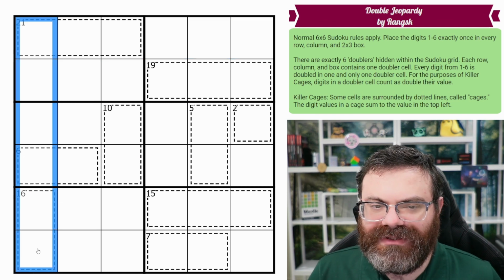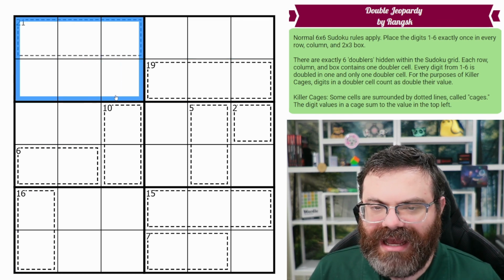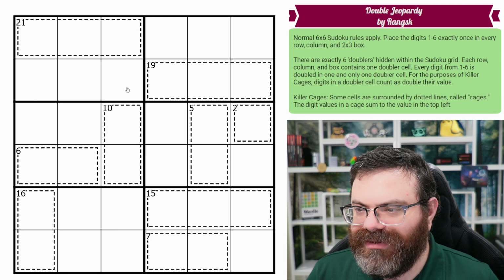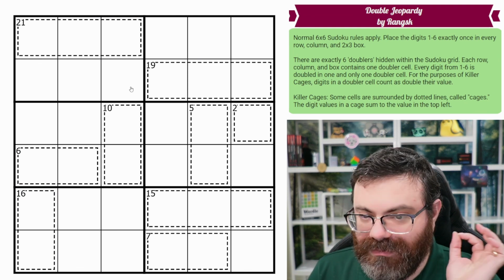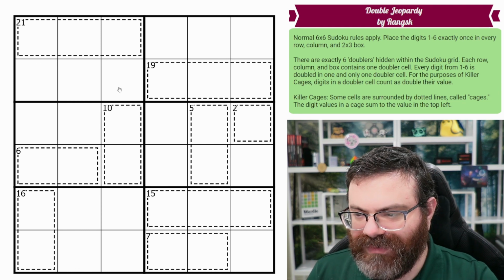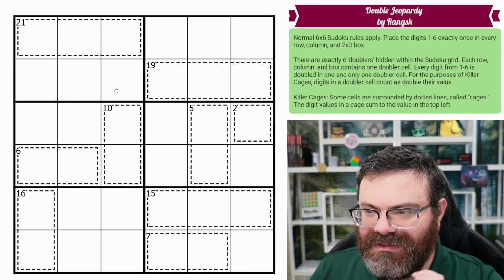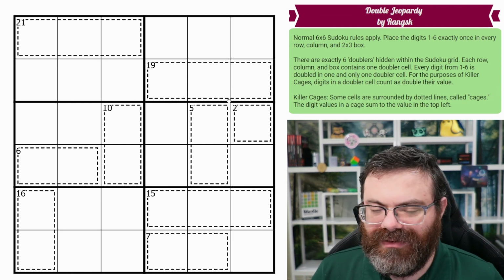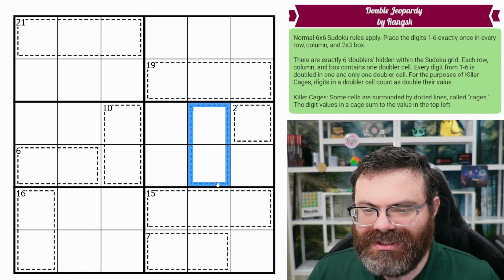Every single row, every single column, every single box will have exactly 1 doubler in it. You can use that property. So remember both of those things. Every row, column, box has exactly 1 doubler, and each digit is doubled exactly once. All right. Additionally, we do have killer cages in the grid.